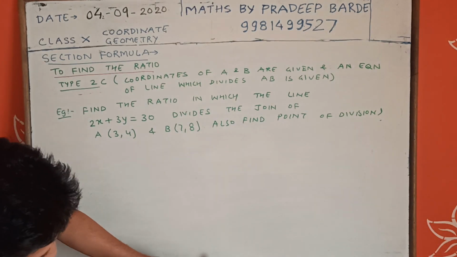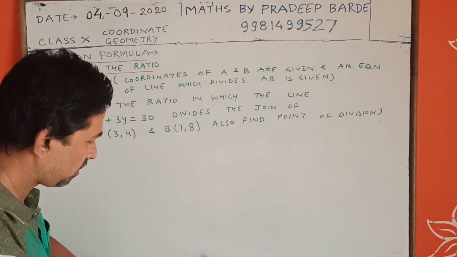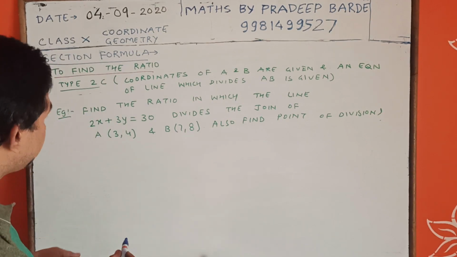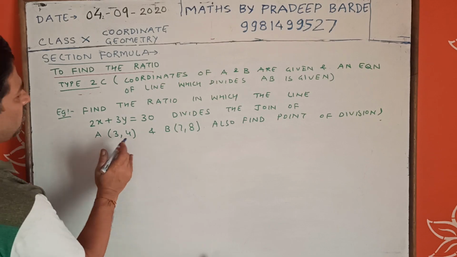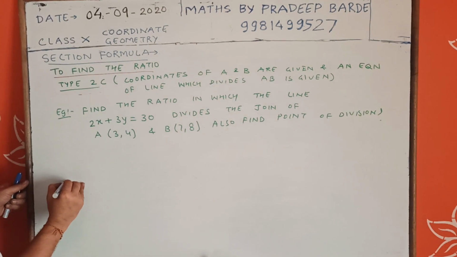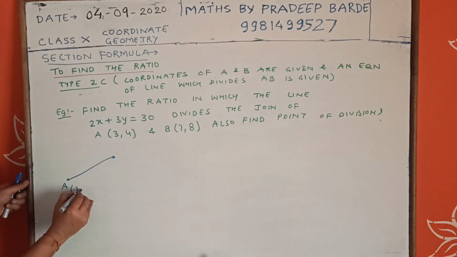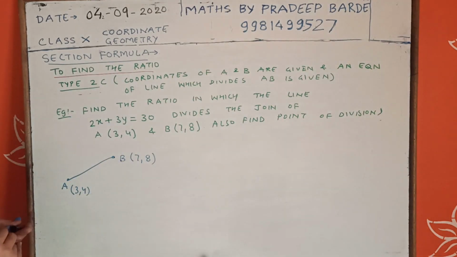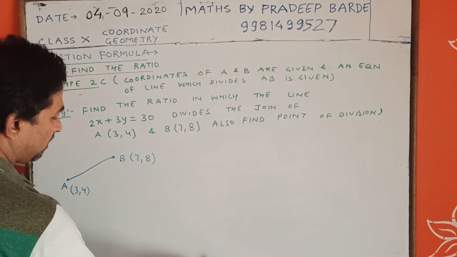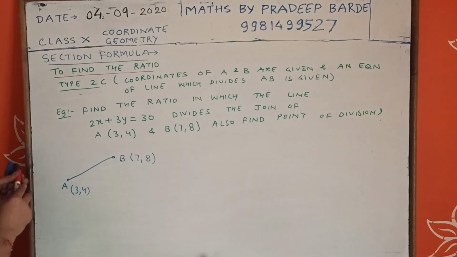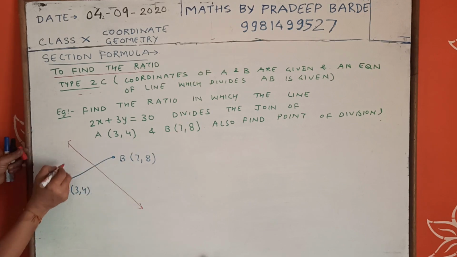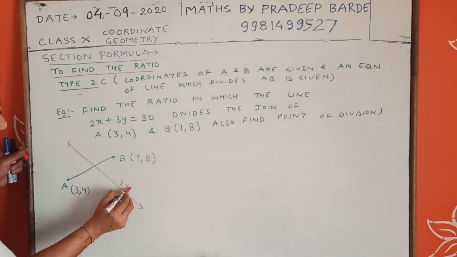Okay students, so according to this question now, this is question of type 2C, where we are given the coordinates of A and B. ये दिया हुआ है बच्चों, कुछ फिगर ऐसा बनाएंगे. A point 3,4, B point 7,8, and a line is given whose equation is 2x plus 3y is equal to 30. बच्चों यहाँ पे आपको एग्जैक्ट फिगर ड्रॉ करने की जरूरत नहीं है. यहाँ पे हम एक रफ फिगर बनाएंगे.